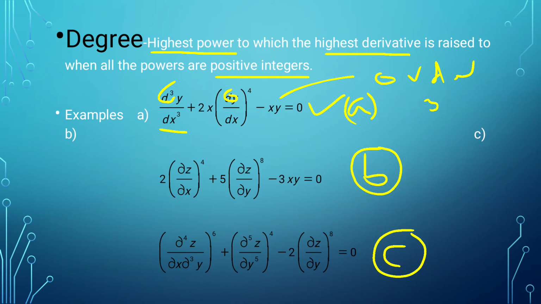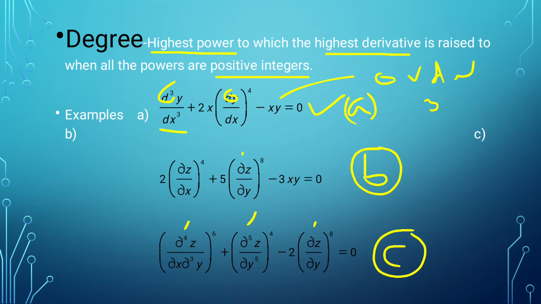Let's look at B. The highest derivative is, this is 1, this is also 1. What about the other one here? We have 4, we have 5, we have 1. So the highest is 5. That is the order. So C is order 5, B is order 1, and A is order 3. I think everyone, we are okay with it.